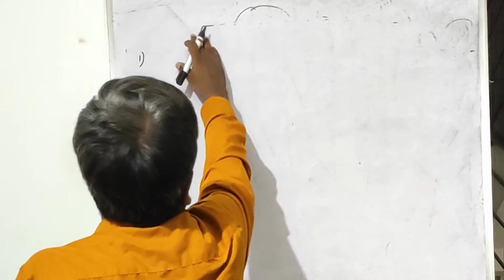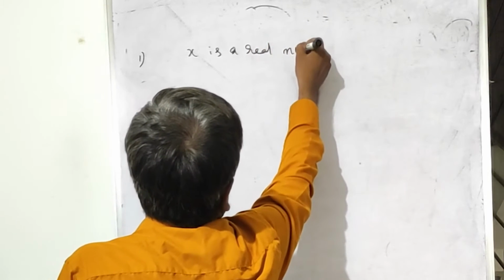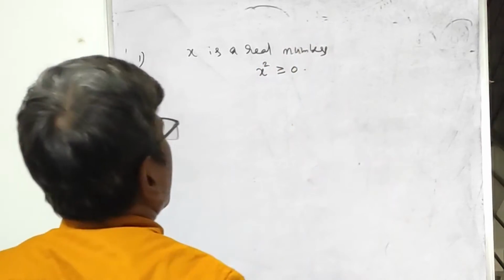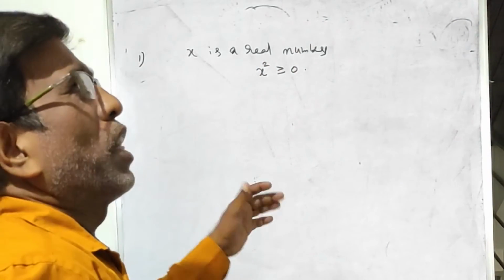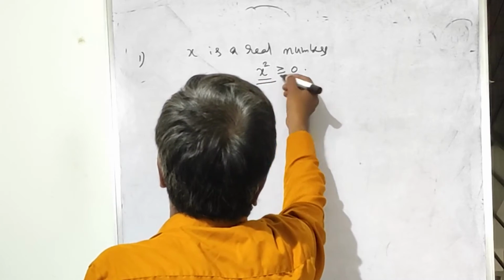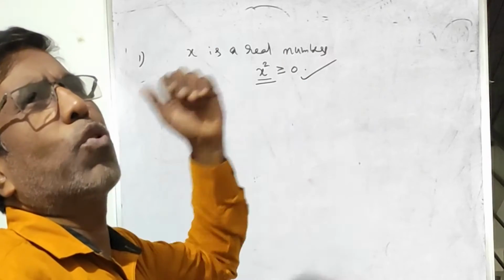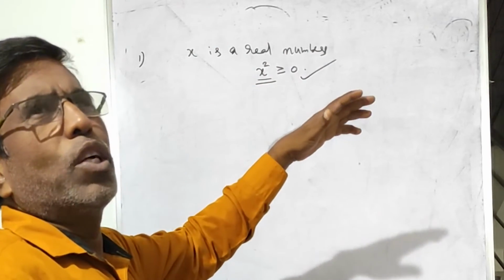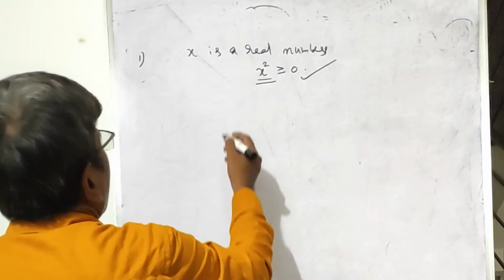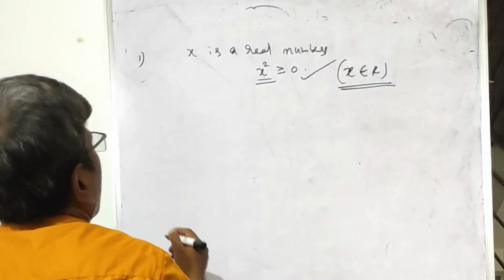The first formula, listen: x is a real number. Then x square is always greater than or equal to 0. Any real number, negative or positive, rational or irrational, whatever it may be, x square is always greater than or equal to 0. If you take minus 3 square, it is 9, greater than or equal to 0. 0 square is 0. 5 square is 25. Root 3 square is 3. It is always greater than or equal to 0 when x is a real number. That is very important: x belongs to real numbers, x square is always greater than or equal to 0.